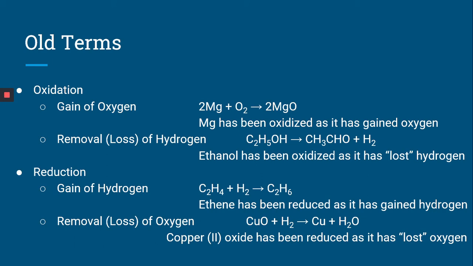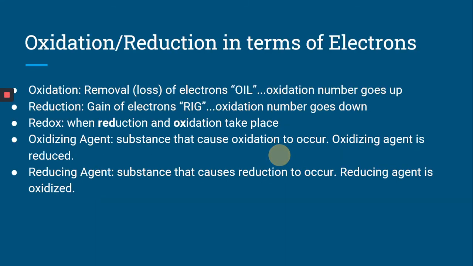And then there's two examples for you. These are the old ways of viewing oxidation and reduction. I have seen some questions referring to these old terms, so make sure you know them. However, we are not going to look at it in terms of oxygen and hydrogen, because hopefully you know that not all reactions have oxygen and hydrogen in them. Instead, we're going to look at what's happening with the electrons themselves.